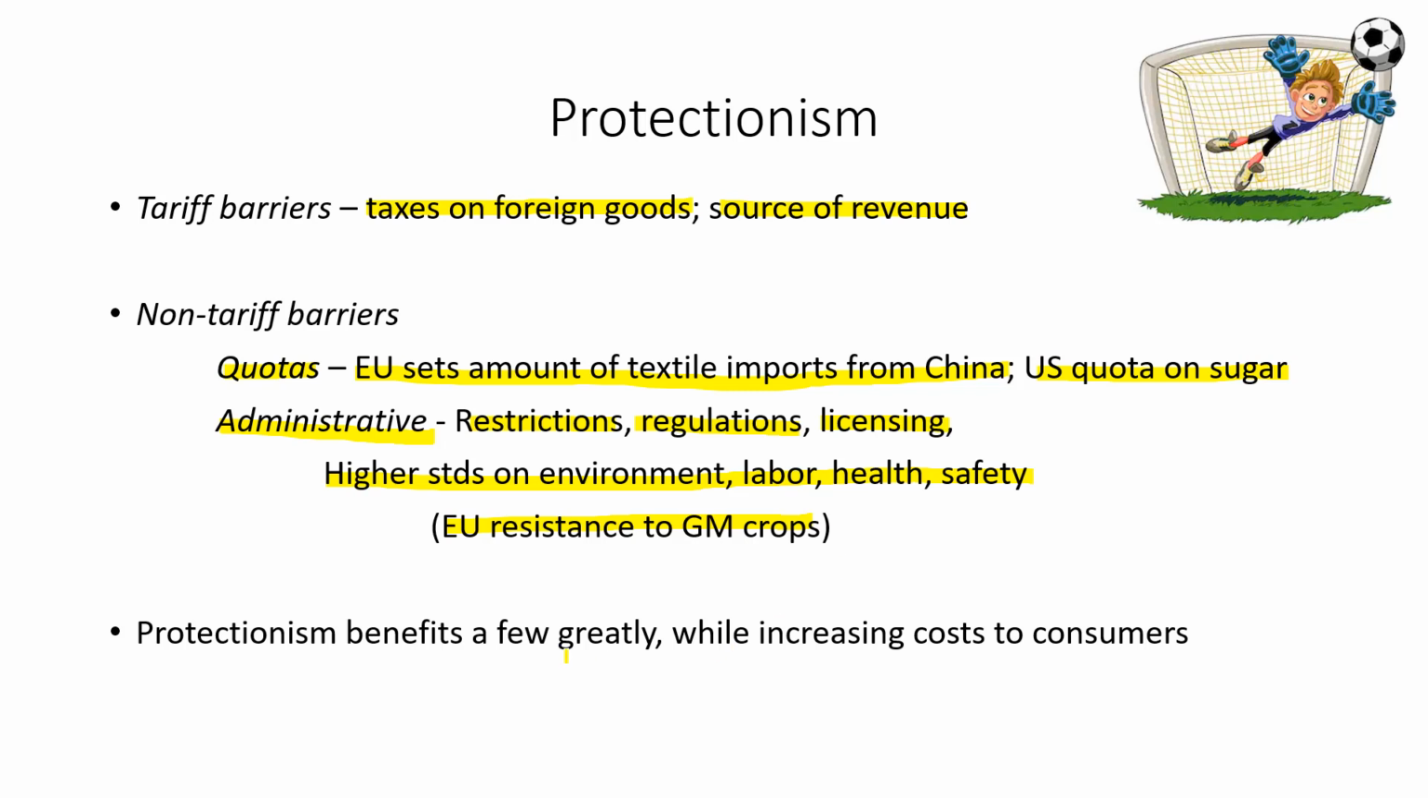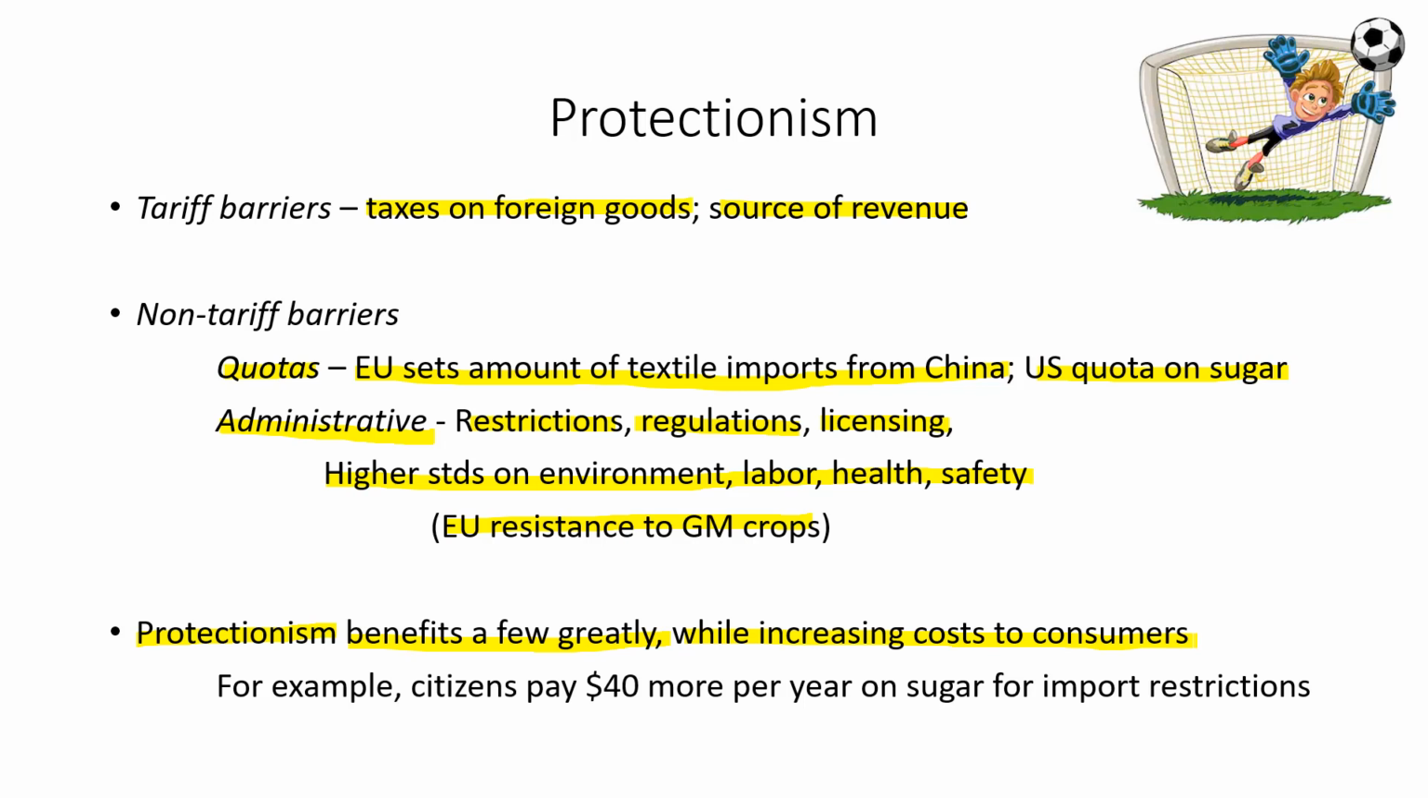Protectionism, one of the arguments against protectionism, particularly from the economic liberalist view, is that it benefits a handful of people quite a lot while increasing costs to consumers. An example is that households pay about $40 more per year on sugar because of these import restrictions that I talked about a minute ago with the U.S. quota on sugar. And this is why it works so effectively, because the average consumer like me or you probably doesn't even notice that.